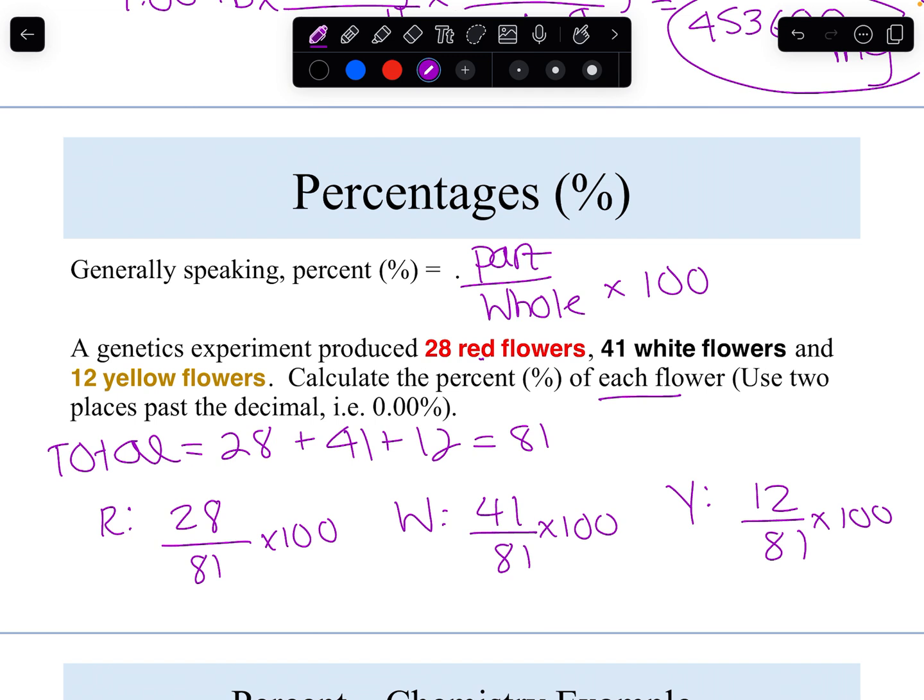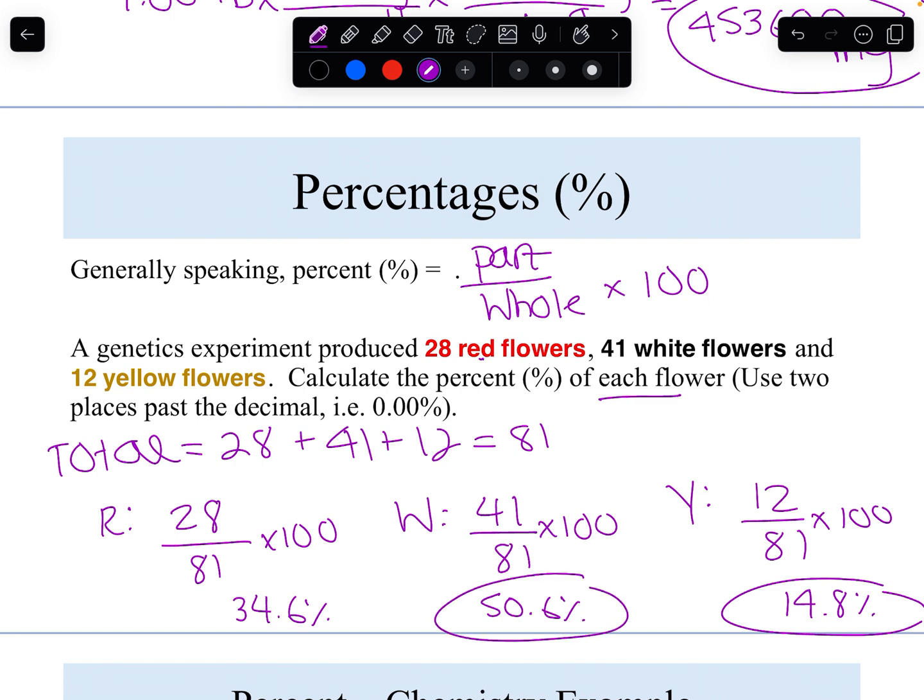Now, when I did my answers, I accidentally only did 1 decimal place, so please excuse me. When you do it yourself, please add a second decimal and make sure to round. So I'm just going to give you the answers that I've pre-calculated here. 34.6%. Again, please add 1 more decimal place to these. 50.6% and 14.8%. Okay?